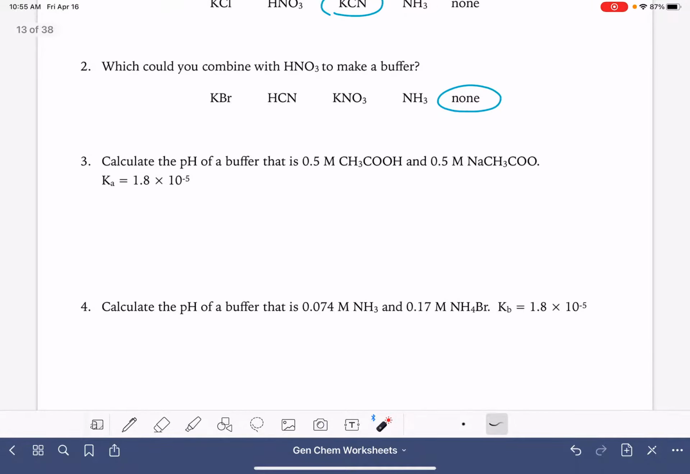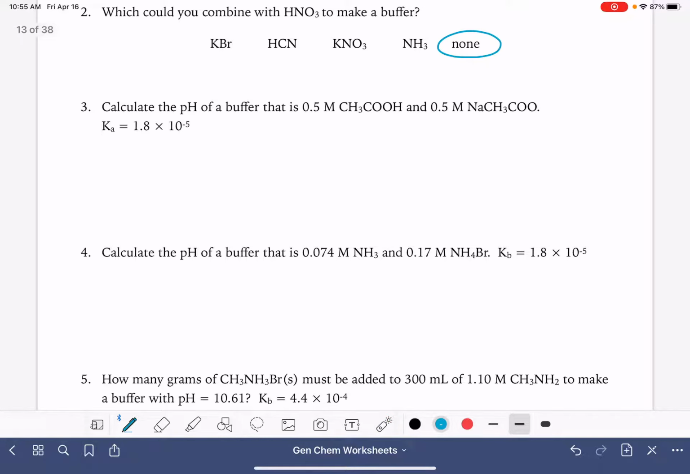Next up, let's do some pH calculations of buffers. To calculate the pH of a buffer, we want to use the Henderson-Hasselbalch equation. The Henderson-Hasselbalch equation says pH equals pKa plus the log of the concentration of the base, the buffer's base, over the concentration of the buffer's acid.